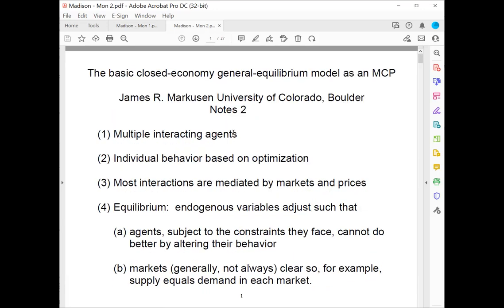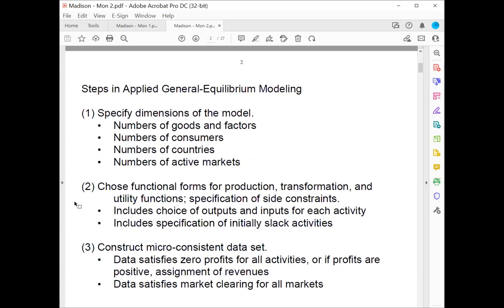So that's kind of my very simple definition of what is an equilibrium. And I'm sure there are much more formal ones in mathematical general equilibrium. So what are the steps in general equilibrium modeling? Well, I don't know. This is how I do it.